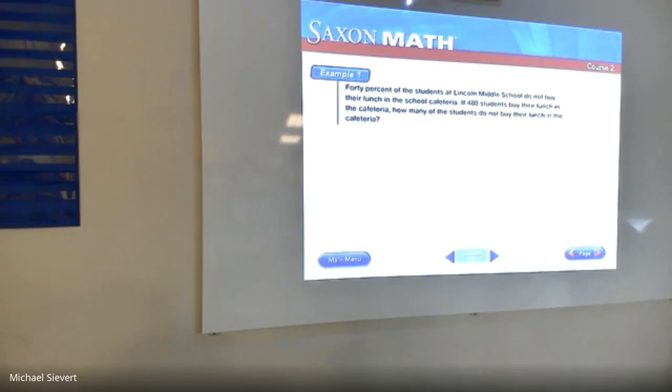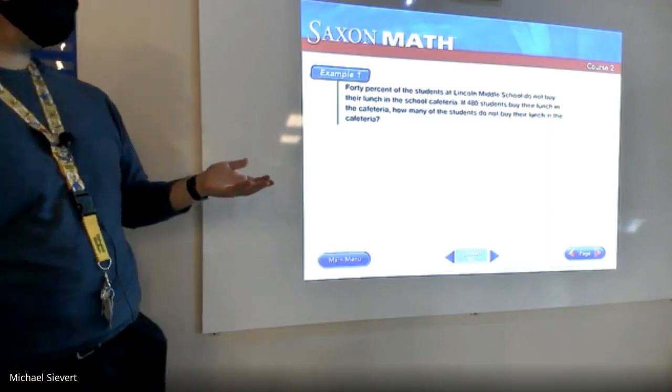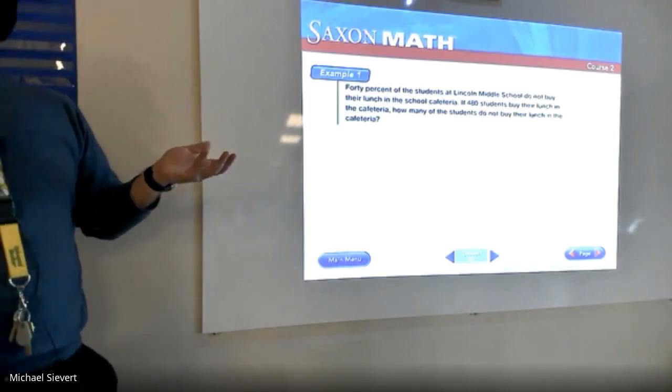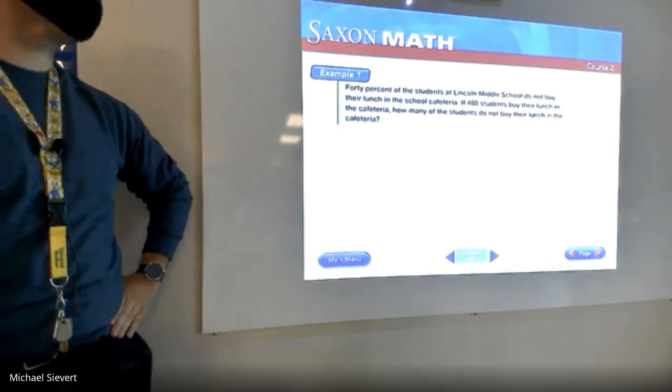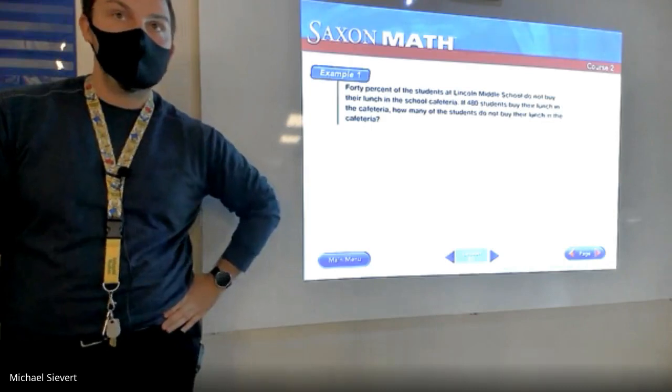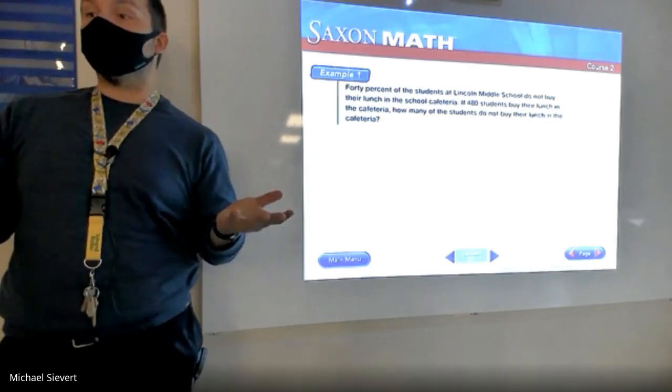All right, so what are we looking for in this word problem? Perez? What we're looking for is how many students did not buy their lunch in the cafeteria. Right, so it's like, do you bring a lunch from home or do you get one from hot lunch? That's what the question is. How many total students are there? We don't know. We know that 40% of them did not buy, and we know that 480 students buy their lunch in the cafeteria. So first of all, we got to set up that table.